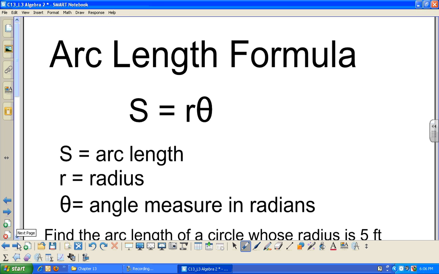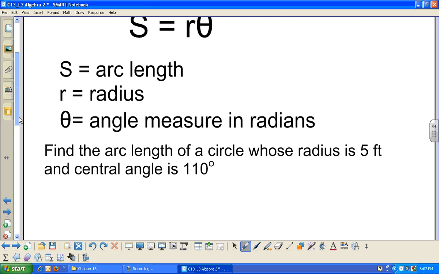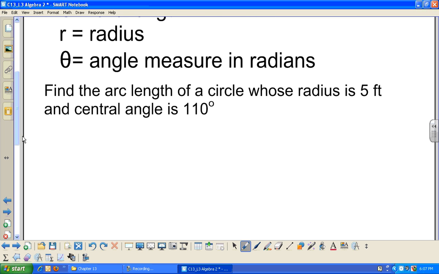The next thing I'm going to talk about is the arc length formula. S stands for the arc length, r is your radius, and theta is the angle measurement in radians. So if I want to find the arc length of a circle whose radius is 5 feet and central angle is 110 degrees, first, change your angle to radians.